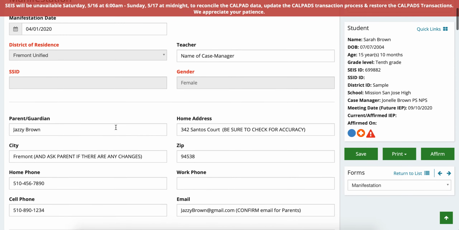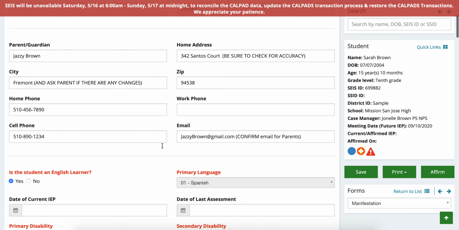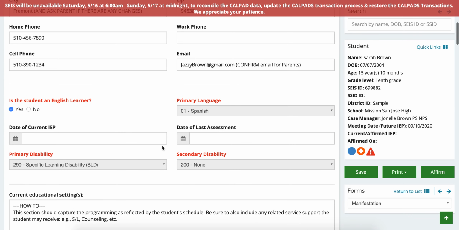This information in regards to who the parent is, all of this should be auto-populated, but please make sure that you are confirming if this is all correct, if there are any changes as you are holding the MDR. Is the student an EL, English learner? Yes or no? What their primary language is. Again, anything that's grayed out, you cannot change because it's already embedded.